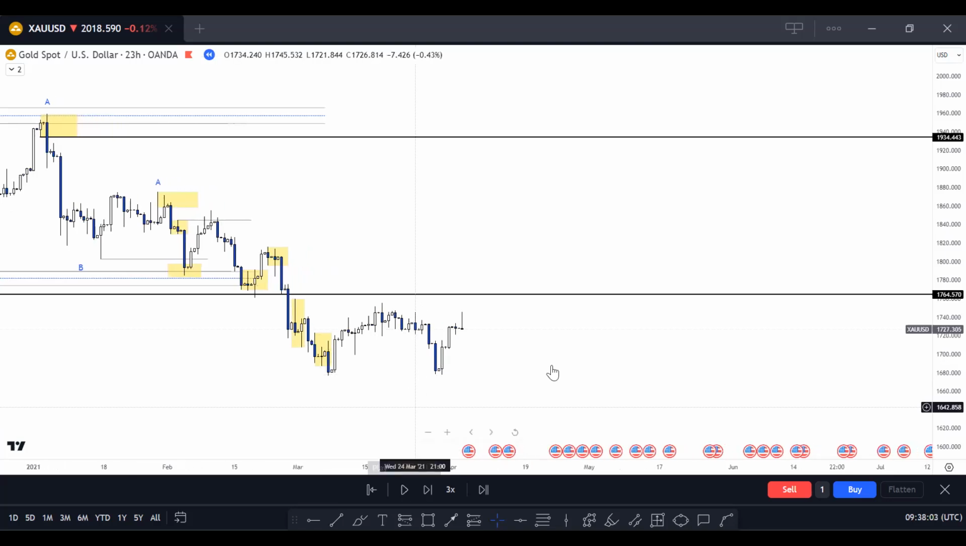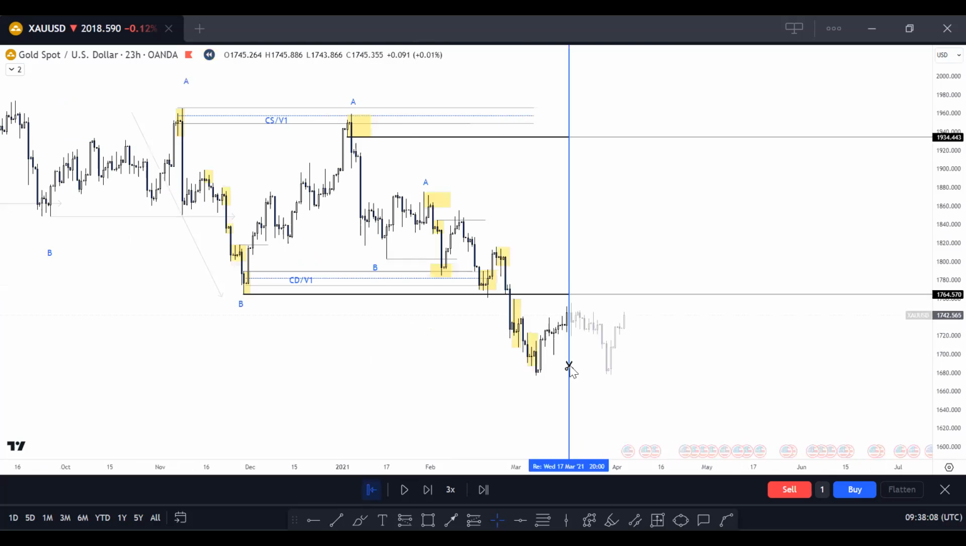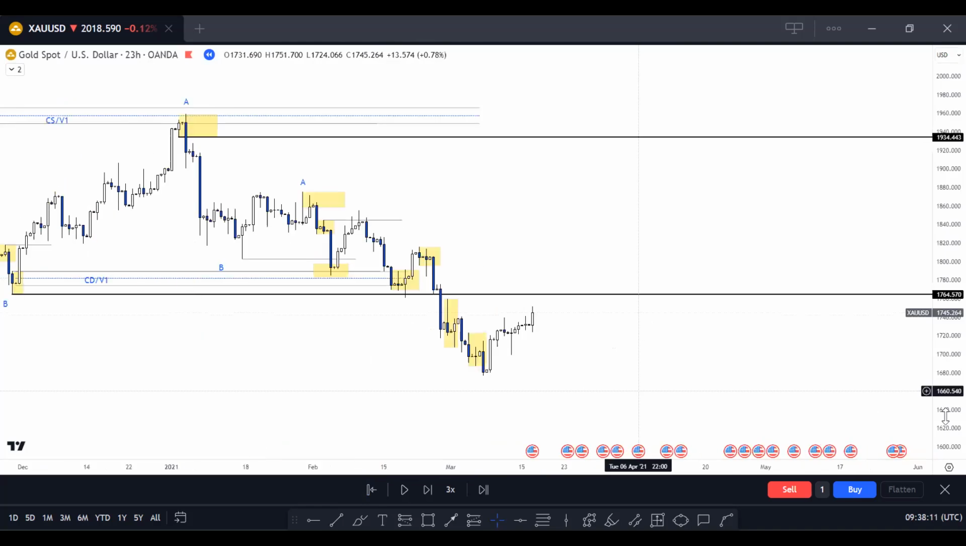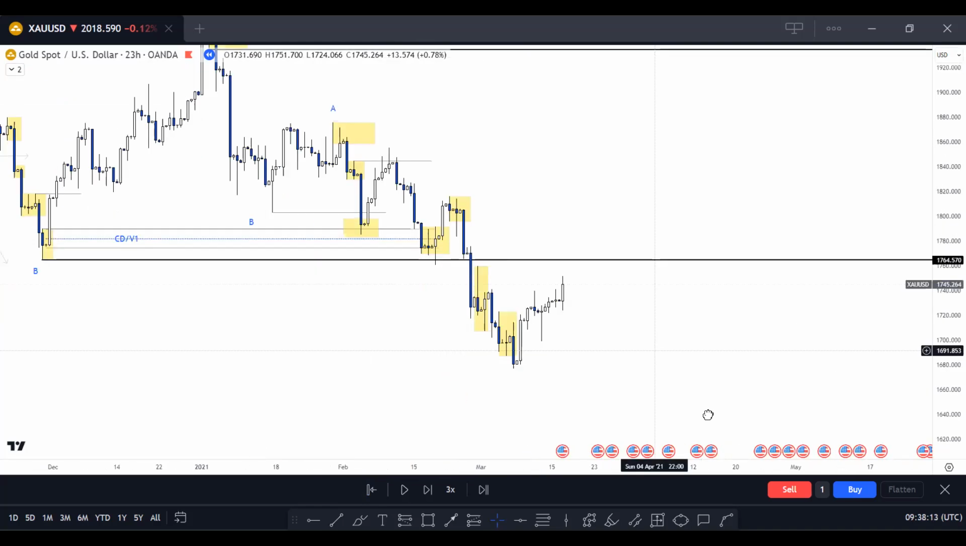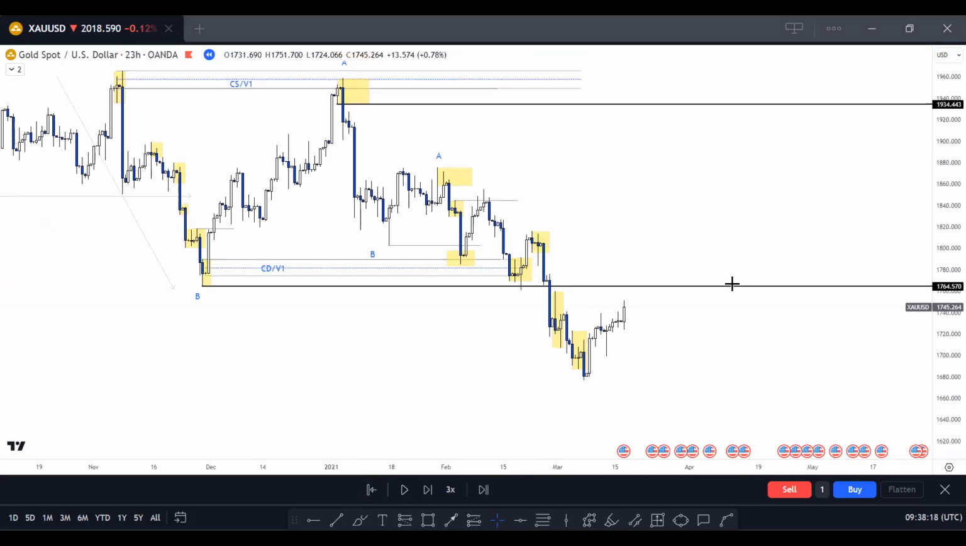Okay, question: has B been formed? Let me go back somewhere here. Has B been formed here? Yes, it has been formed. So yes, B has been formed. Why? Because we can now see that ranges are creating bullish impulses, and these bullish impulses have broken two control supply zones. The first control supply zone was this one.